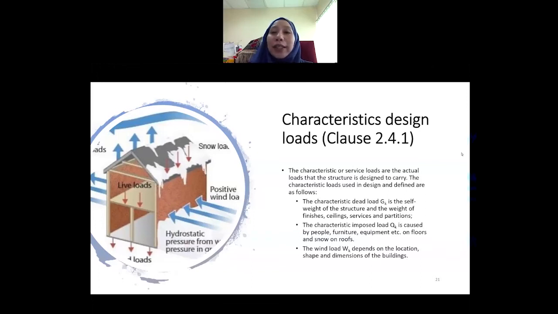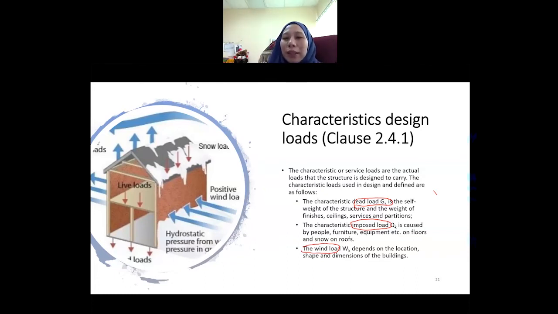Alright. So, next slide. Okay, this slide. The characteristic of service load are the actual loads that structure is designed to carry. The characteristic load used in design and define are as follows. Okay, so... apa saya cakap? Characteristic, meaning to say... building awak ni kena support beberapa jenis loading lah. I believe that you dah tahu kot benda ni because I believe that you learn in part 1. Okay, structure. Kita ada juga explain about that load. Dead load. Okay, impose load. And also wind load, or mungkin you belajar environmental load ataupun nature load, nama-nama gitulah.